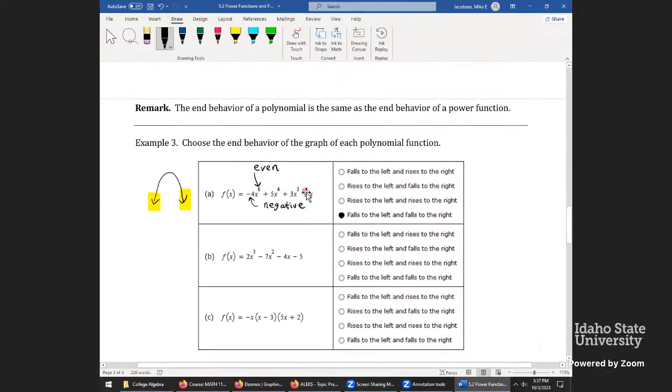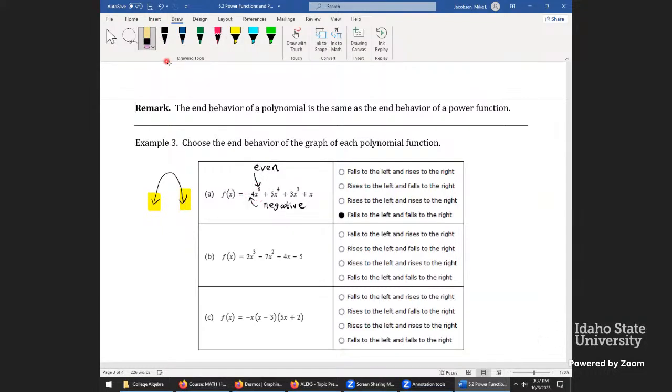Again, what's kind of amazing is this is not a power function, but eventually when x gets really large or x gets really small, that's the only thing that controls whether the function is going to be increasing to the left or decreasing to the left, and vice versa for the right.